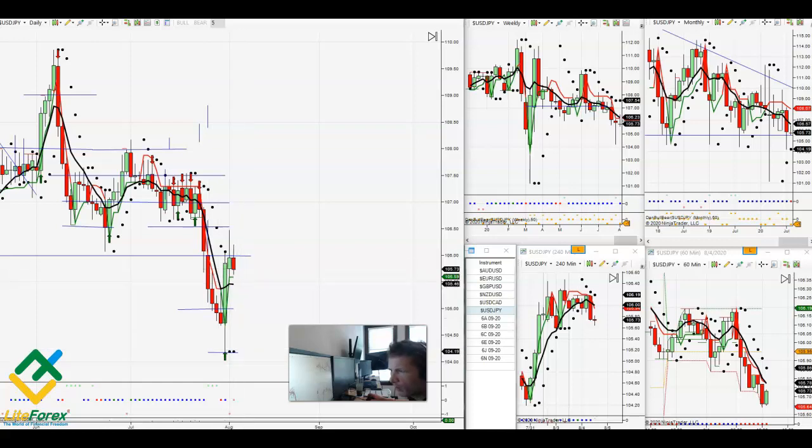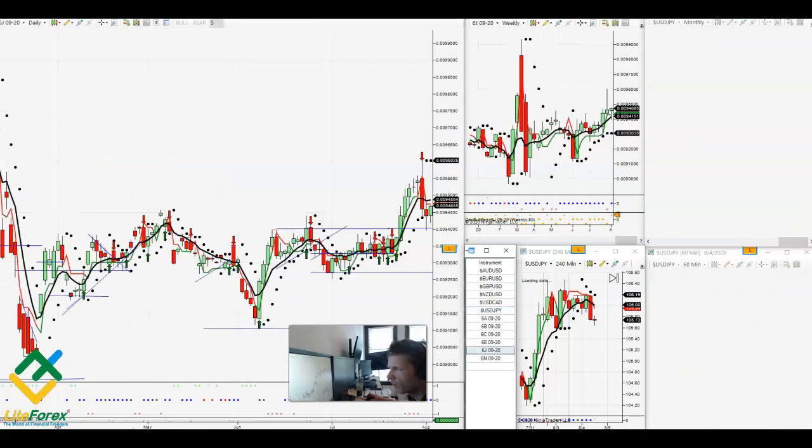There's a long way to go here. 105 is going to be critical support. We'll see if 105 can hold. And then we've got 105.50. So let's see if it can hold 105.50 and 105. And then if those levels get taken out, then I'll be more confident that this is going to make some new recent lows. But for now, I'm going to stay neutral on the USD yen. It could really go either way.